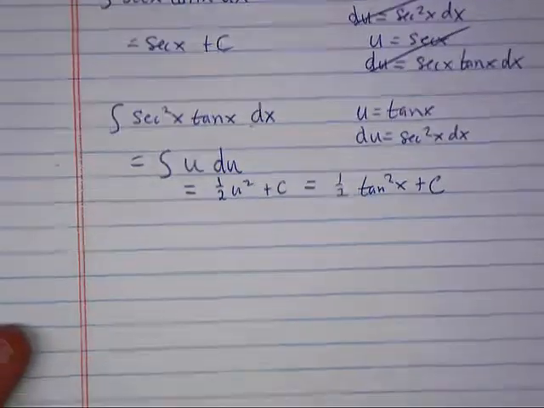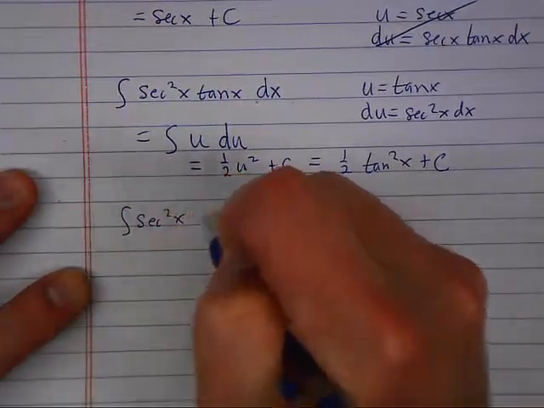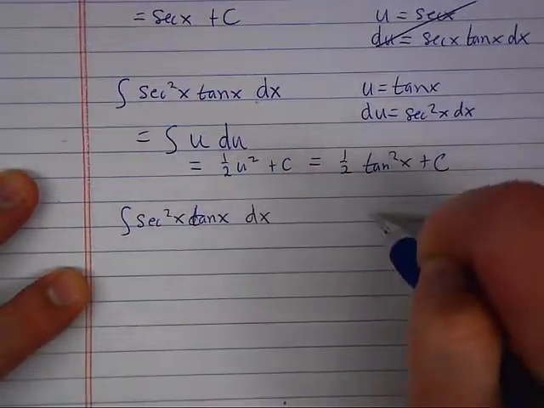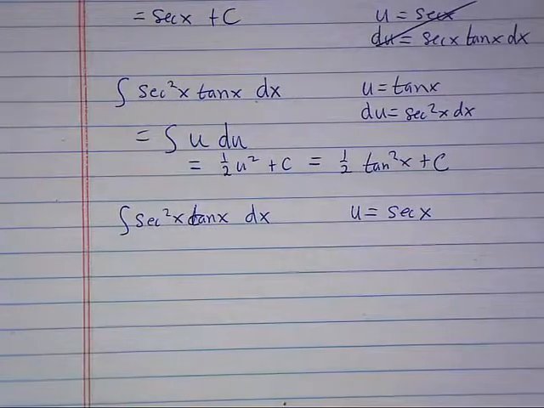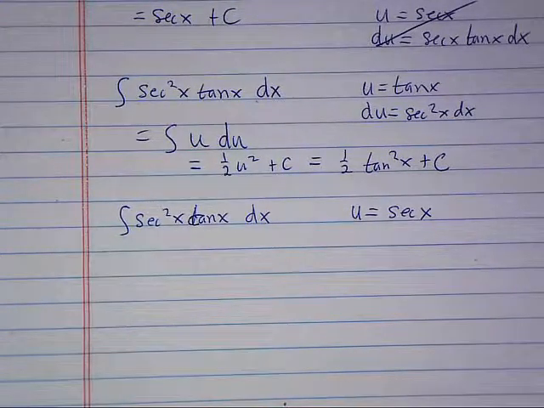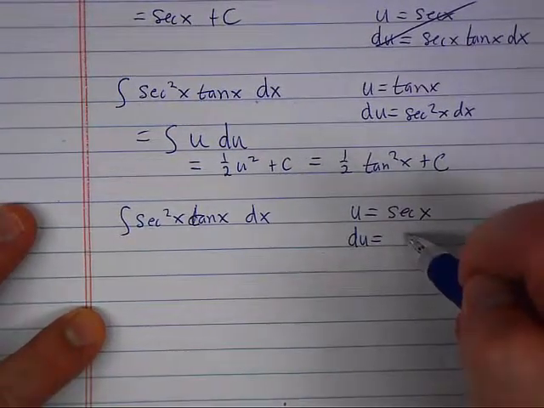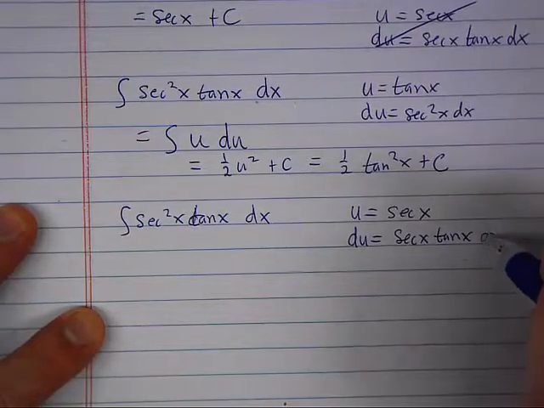Now, what makes this problem interesting, I think, I'm going to do it again. Somebody might say, let u be secant x. Clever. That was really my only other choice, wasn't it? Either had to be tangent or secant. There's only two choices here. So du is, what's the derivative of secant x? Secant x, tan x, dx.